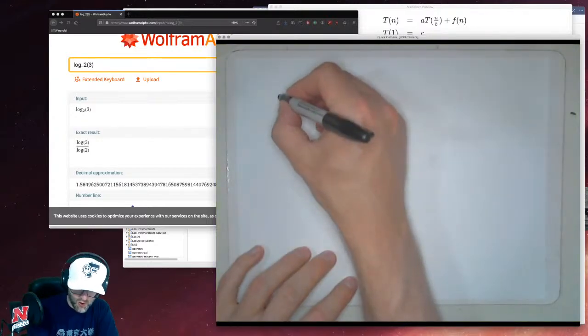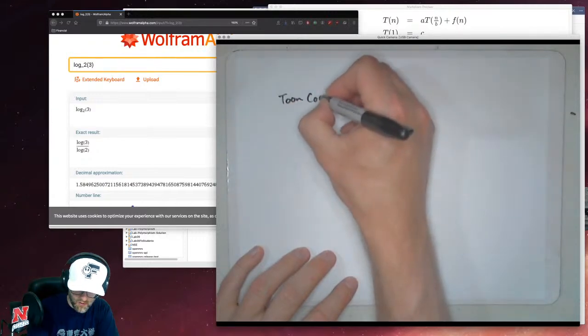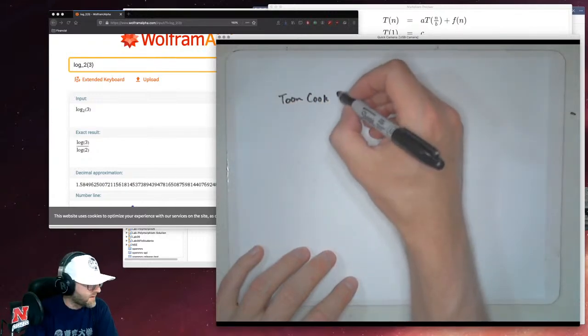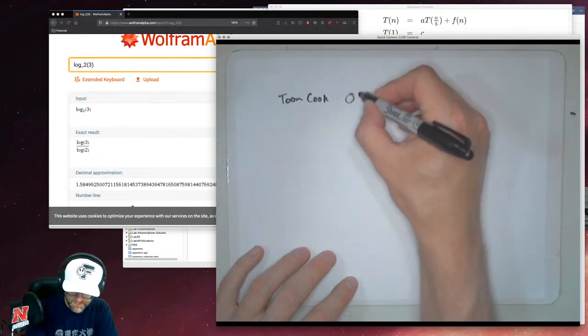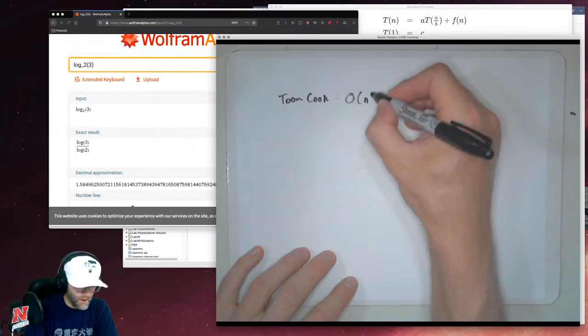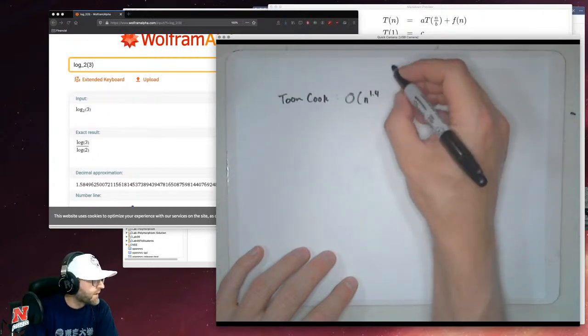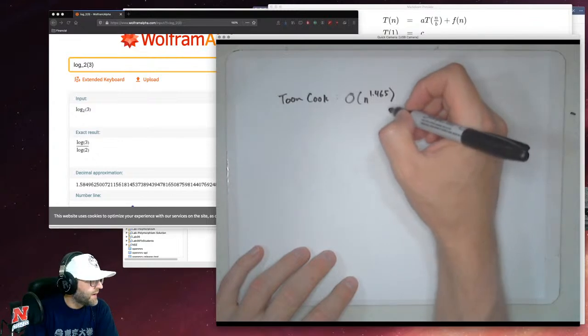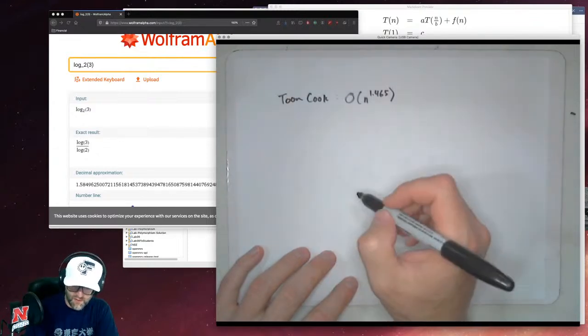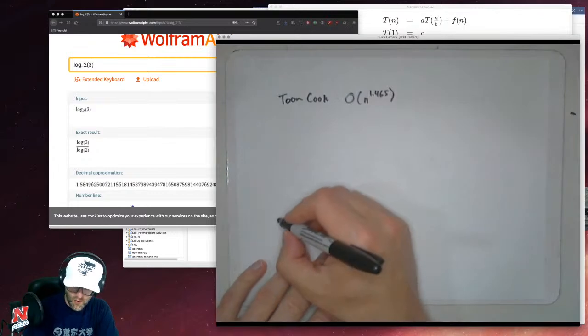There's the Toom-Cook algorithm, which is, again, another basic divide and conquer style algorithm of order n to the 1.465, right? It got it down even lower. And then various other operations have got it down even further. What's the holy grail? The best possible.